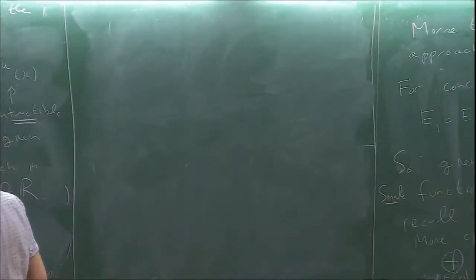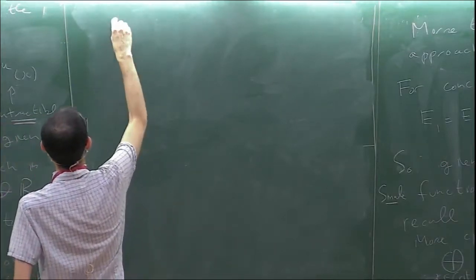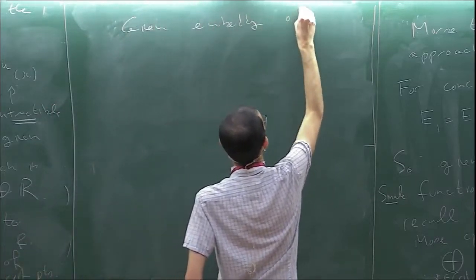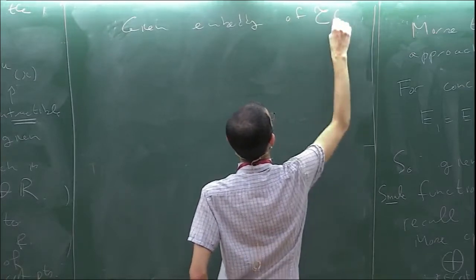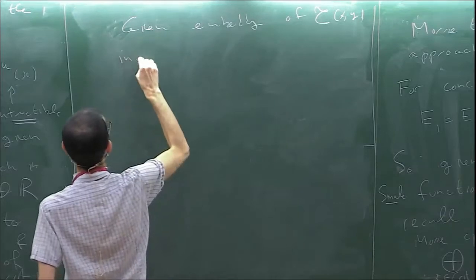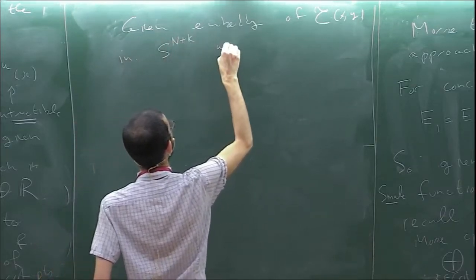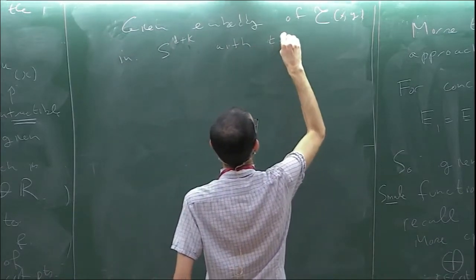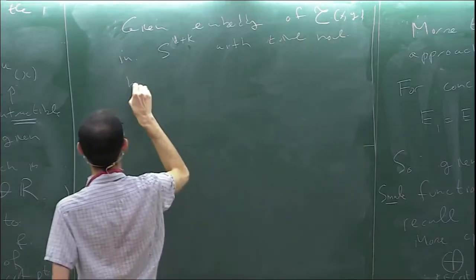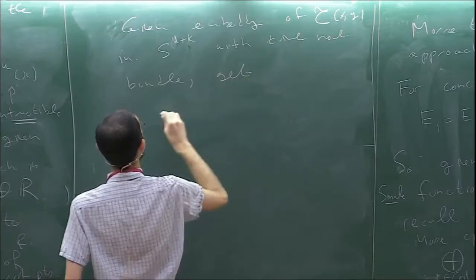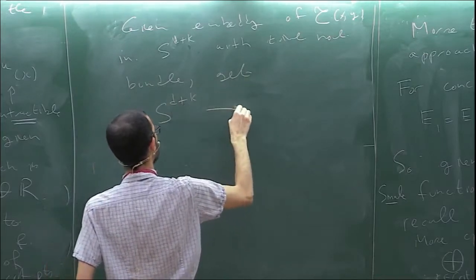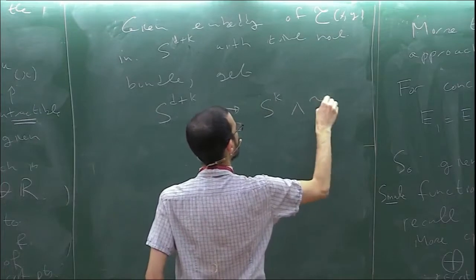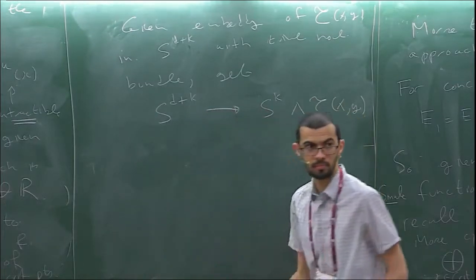So if you have this stable trivialization, let's just do it. So given an embedding of T XY in S^(D+K) with trivial normal bundle, what you get is this Pontryagin-Thom collapse map from S^(D+K) to S^K smash T XY. Okay?